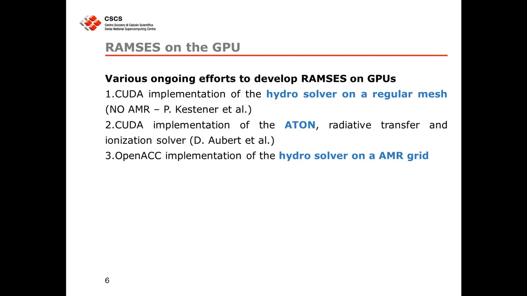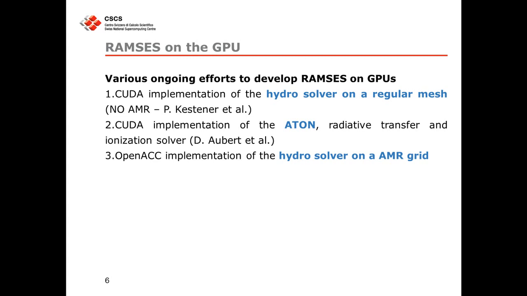Then there is a second experience, I will tell you a little more in the next slide, that is a specific component, one of the peculiar components of Ramses, that allows you to solve the radiative transfer and the ionization of the different species, the different atoms that are present in the simulation. Also, this has been implemented successfully with CUDA by people in France, again, of SIA. And finally, this is my personal attempt, that is the only one that is not working. It's based on OpenACC, and it's the implementation of the full hydro solver, so with the AMR, and that's the tricky part.